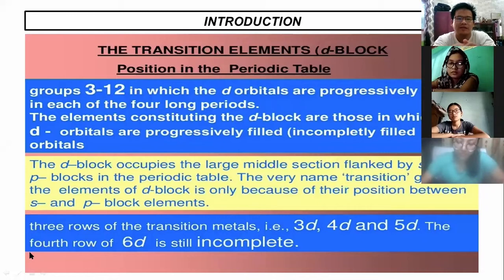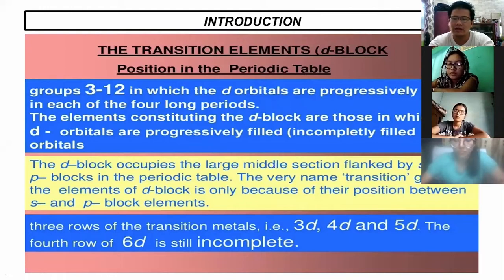The name itself says transition because they are flagged between the s block and the p block. Like a sandwich, these d block elements are sandwiched between the s block, which is also called the alkali and alkaline earth metals, and the p block elements. So the name itself says transition because these are flagged between the s and the p block elements.